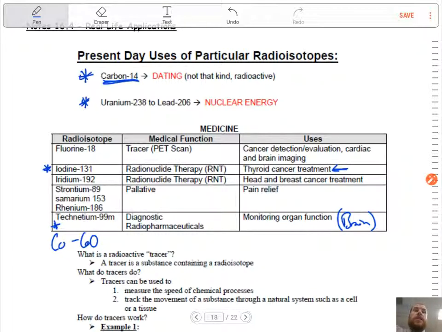I'm not going to spend too much time on it. Focus on half-lives and the radioactive decay modes. But other than that, that's it. We've gone through all the stuff. We'll start reviewing after our nuclear unit.